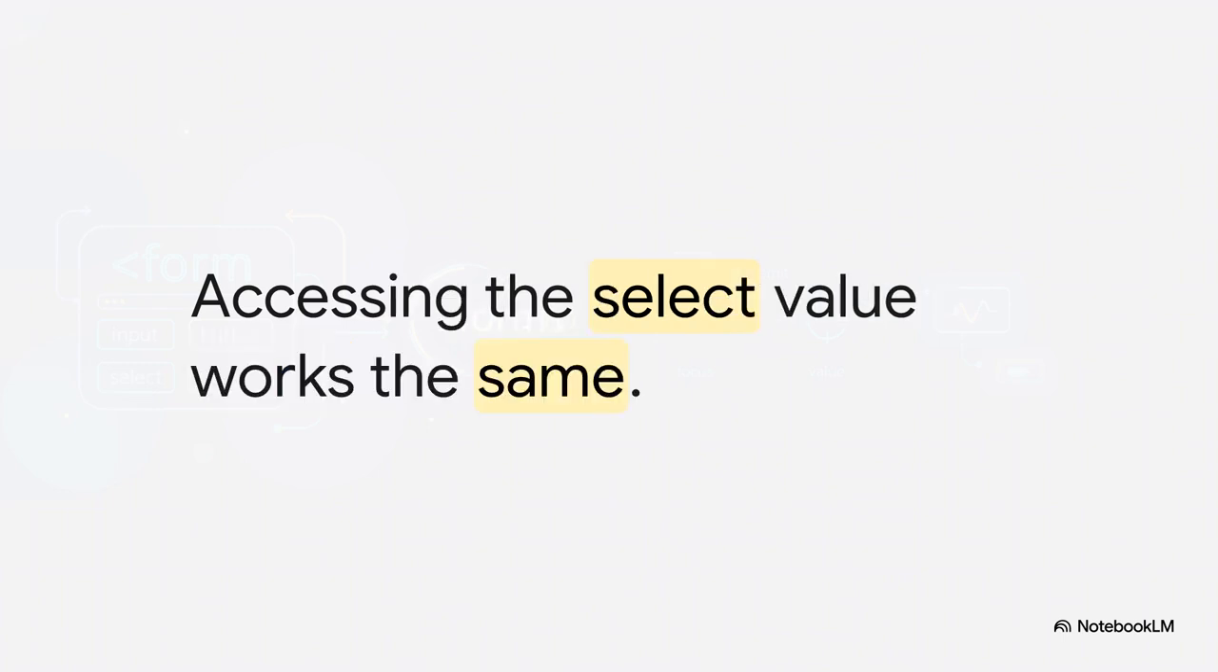And this brilliantly illustrates just how consistent the DOM actually is. Applying .value isn't strictly for text inputs. Say you have a drop-down select menu with the name color. You just type myForm.color.value.